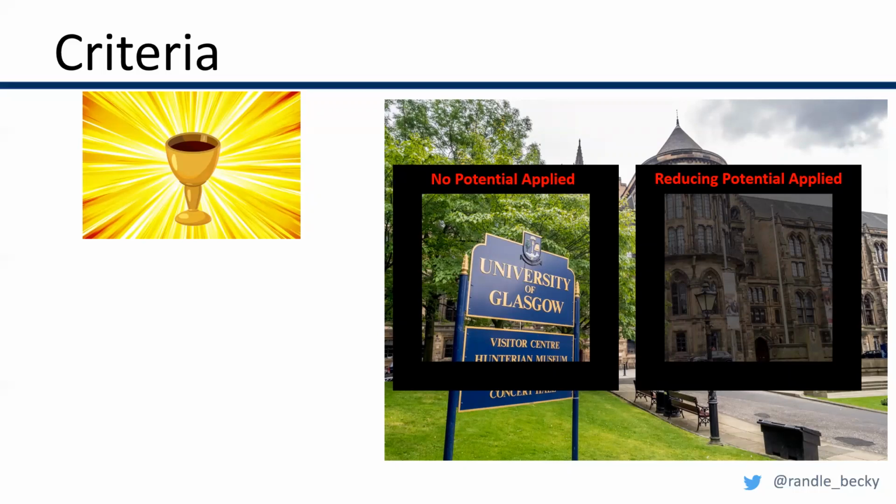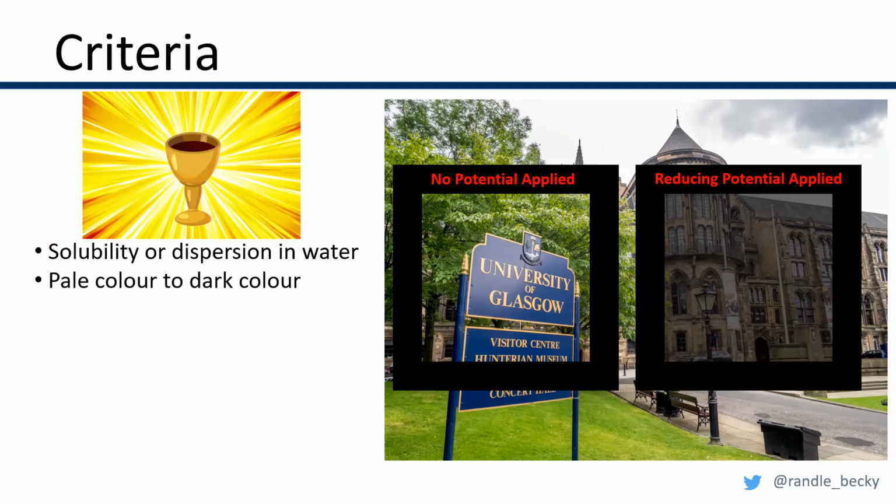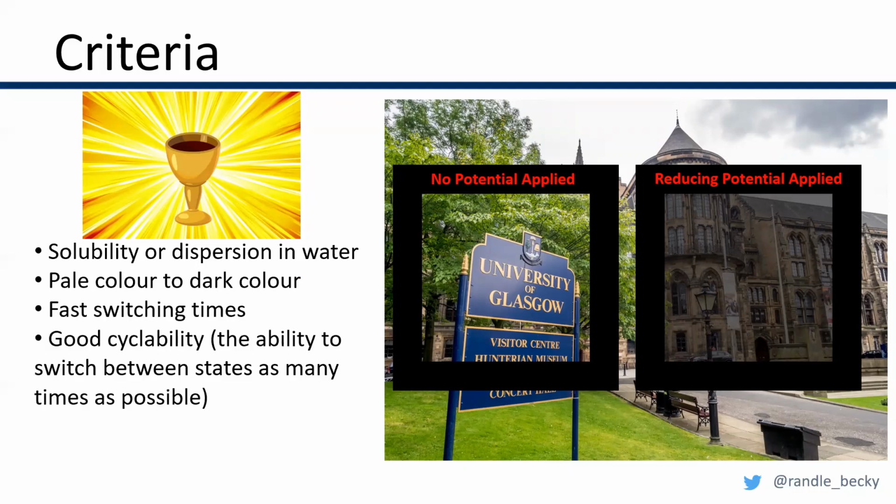So we set out the criteria. If we were to make the perfect thing, what would it be? So we'd want it soluble in water. We'd want that color change, but we want it to be as dark as it possibly could. We'd want it to be as fast as it possibly could. We want it to be able to be used a lot. Obviously, we don't want it to be just one and done. Because this is an academic venture, we wanted to really understand the relationship between structure and color.